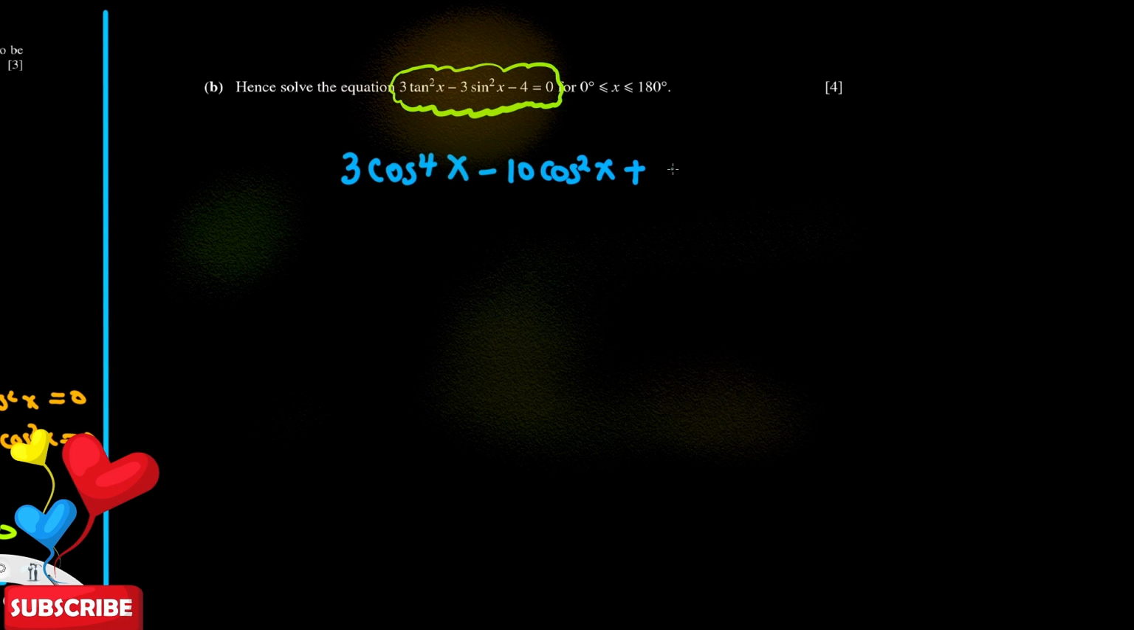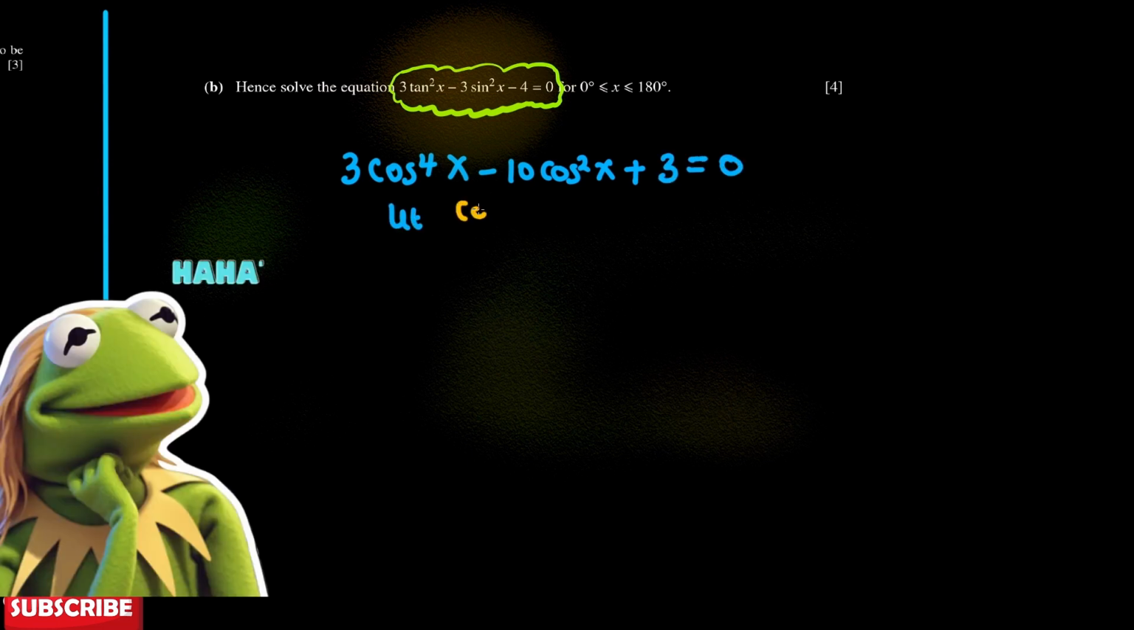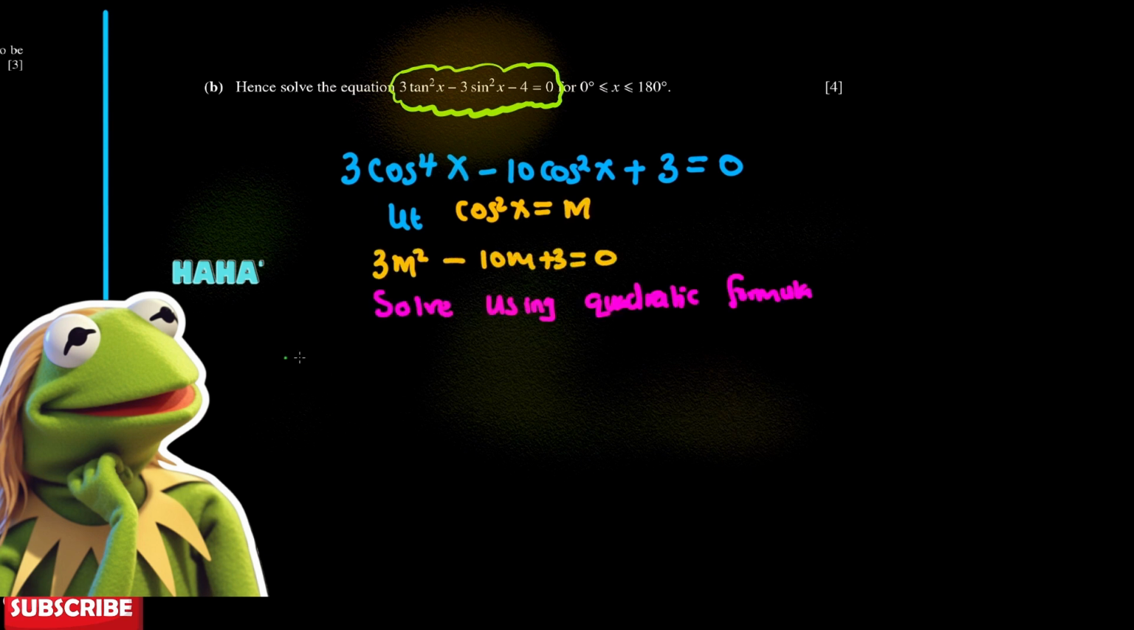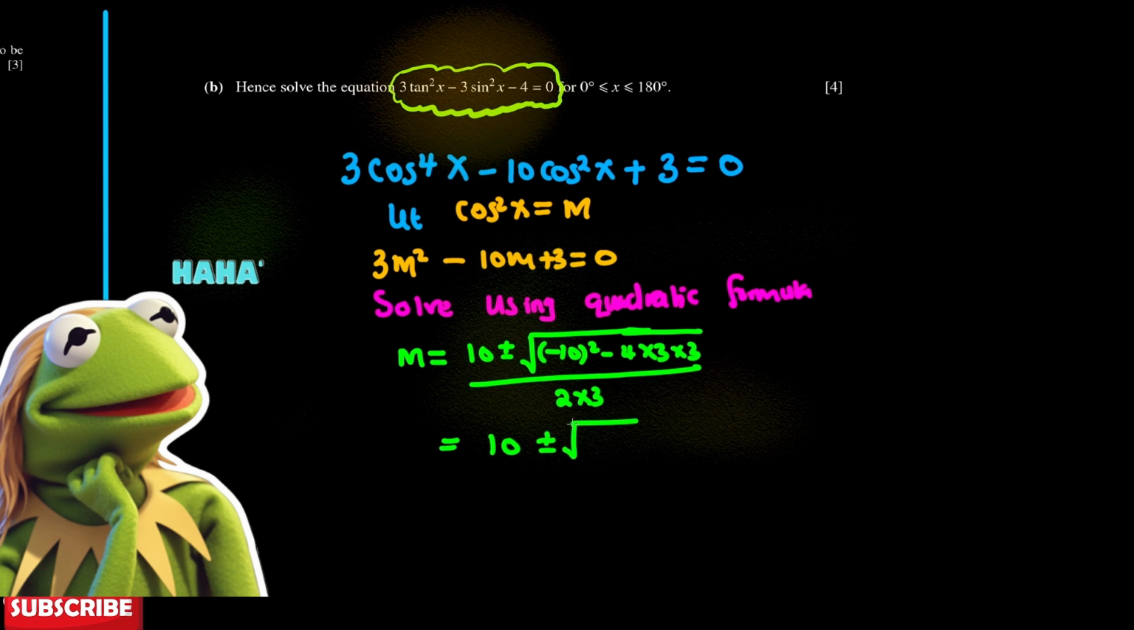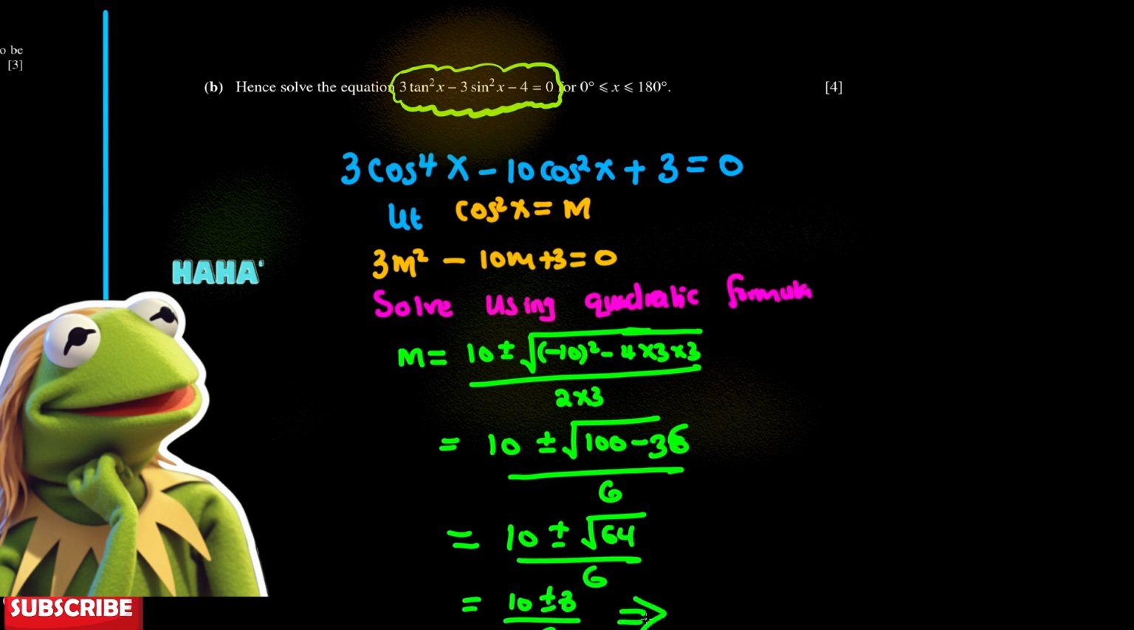This is equal plus 3 equals to 0, which means that we can let cos squared x equals to m, so that we can be able to form a quadratic equation. And we're going to solve this quadratic equation so that we can get the value of m. Once we have the value of m, we can be able to go back to the cos squared x with the value of m that we have obtained.